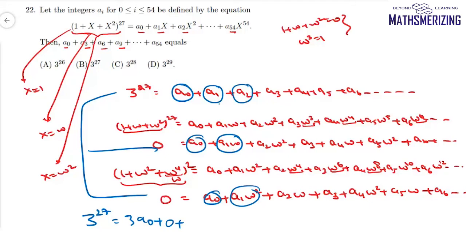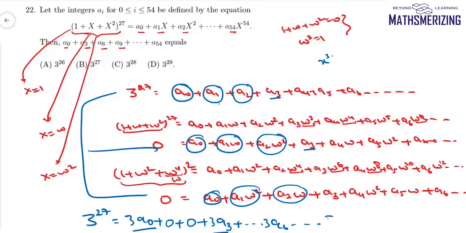In the same way a2 omega square and a2 omega will again be 0. Now this is a3 plus a3 plus a3, so this is 3 times a3. In the same way all other terms will be 0 except for terms containing powers of x which are multiples of 3. So it will be 3a0, 3a3, 3a6. So we'll divide everything by 3. Then I can write a0 plus a3 plus a6 and this series as 3 to the power 26. The answer to this question is 3 to the power 26, which is option number A.